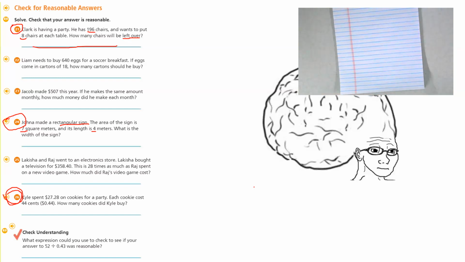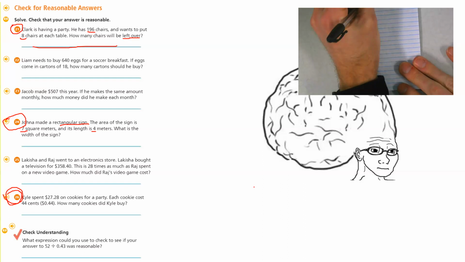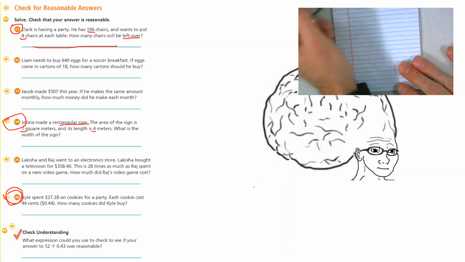And then the last one for today, we're going to talk about Mr. Kyle. Kyle spent $27.28 on cookies for a party. Each cookie cost 44 cents. How many cookies did he buy? Well, it depends how much tax was, right? Just kidding. There's no tax in this problem.